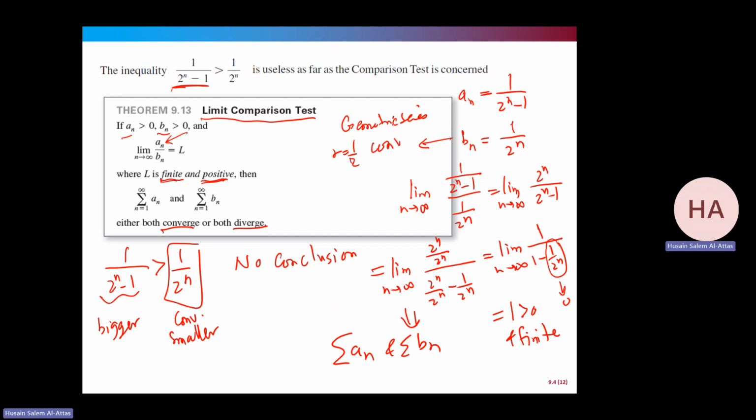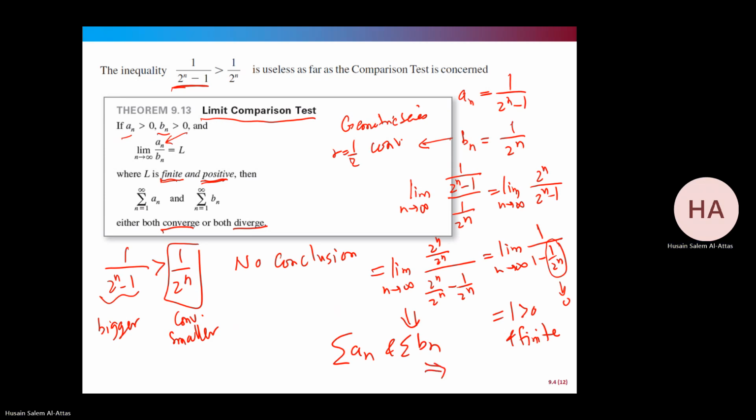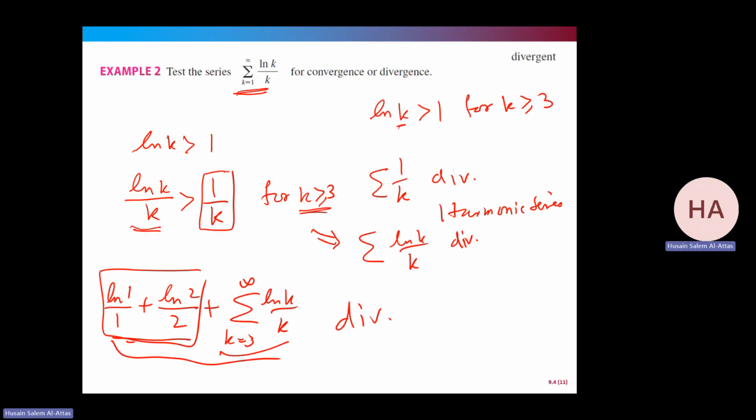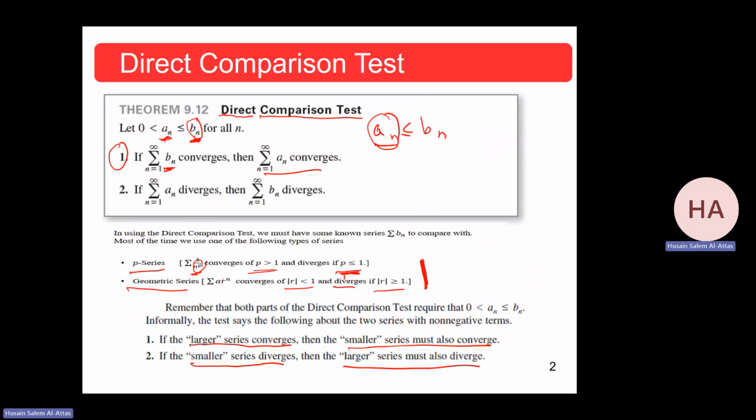So it will converge. That means my series, 1 over 2 to the power n minus 1, which I cannot do using the regular comparison, will converge, which is clear. So you have two different tests. One test is the direct comparison test.